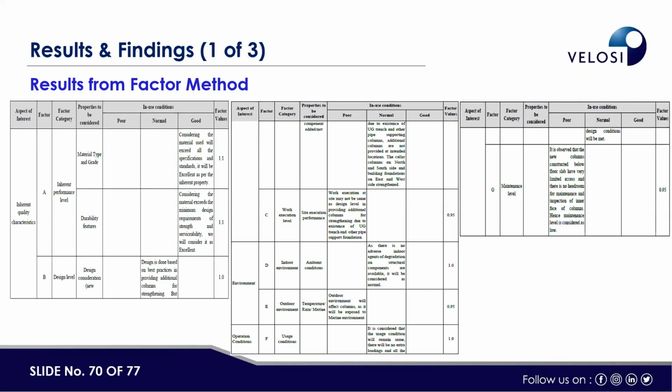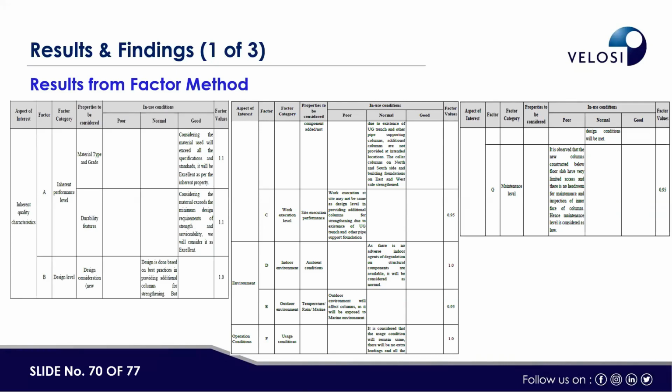Then environmental factors are contributed by D and E. Operation factors F, G. In the factor, we'll provide which factor is considered: A, B, C, etc. Then factor category, inherent performance level. In inherent performance level, we will have material type and grade and durability features. Design level, we have design consideration, new component added or not. Then work execution level, we have site execution, how the execution has been performed at site, and performance.